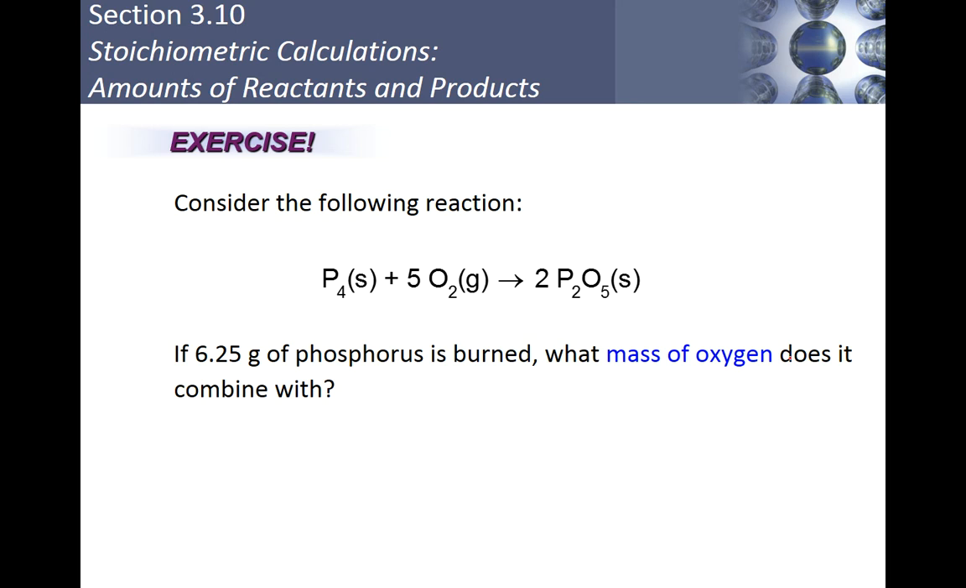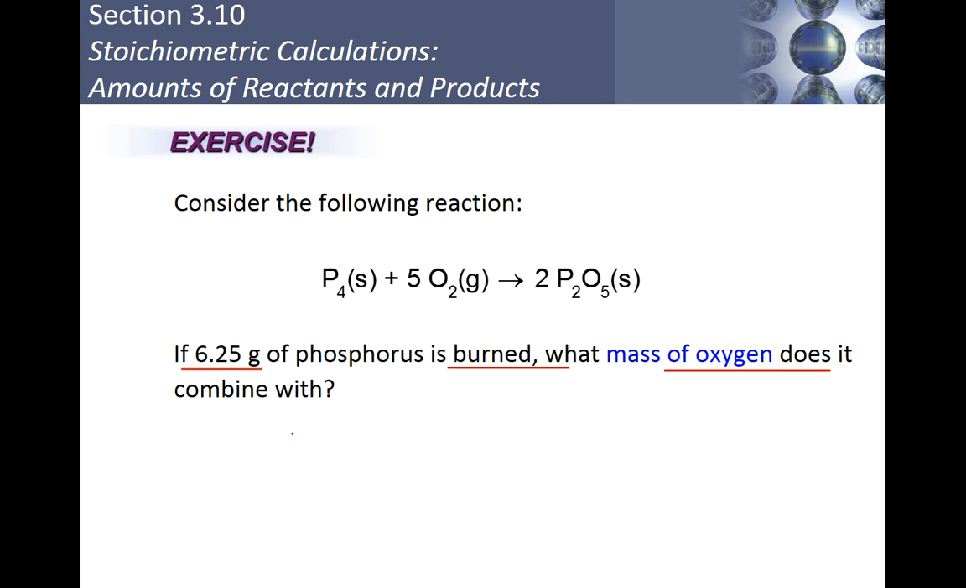So here's an example of what it is referring to. In this reaction right here, you have phosphorus and oxygen go in to produce, what would that be? Diphosphorus pentaoxide. So you're starting with 6.25 grams of phosphorus that's burned, right? As I was saying earlier, burned indicates that it's going to be a combustion reaction, or it's going to have oxygen present on the reactants, okay? So it says, what mass of oxygen does it combine with?